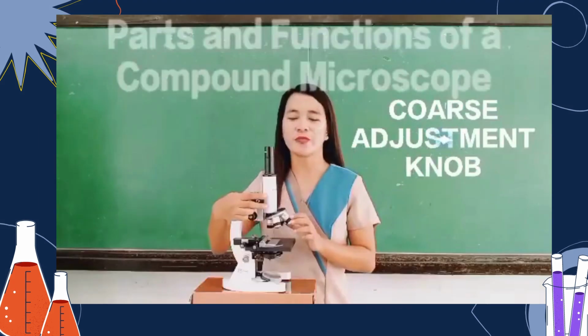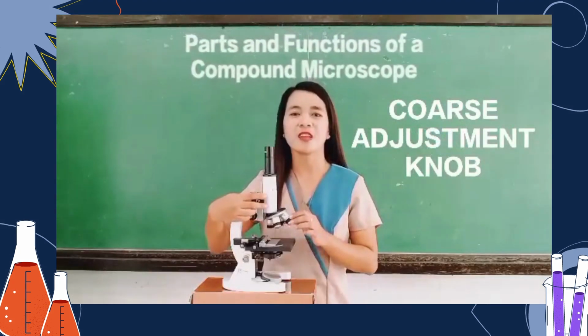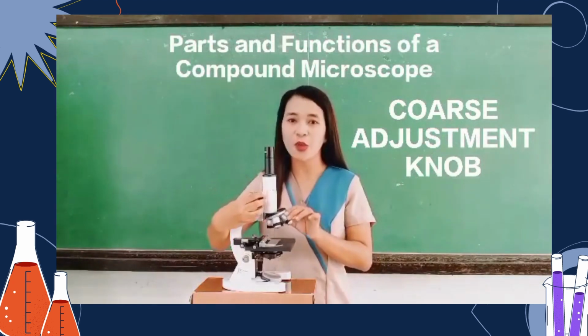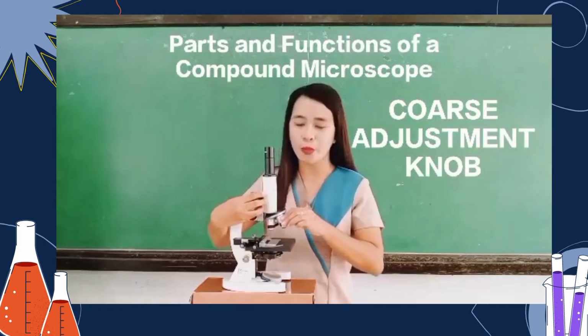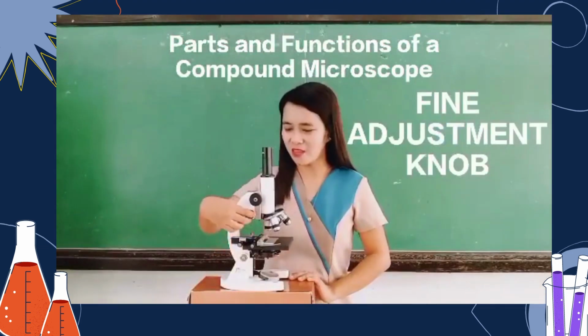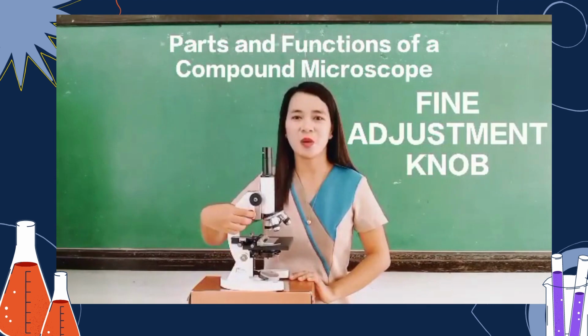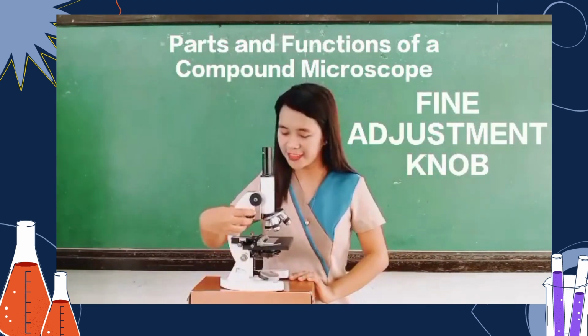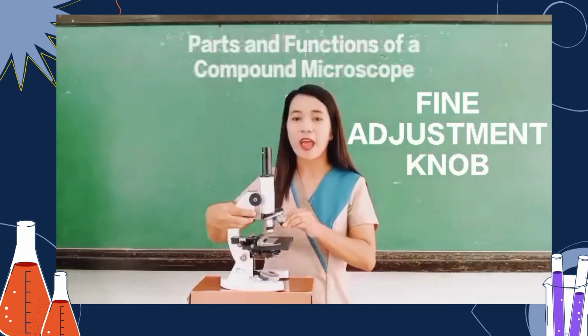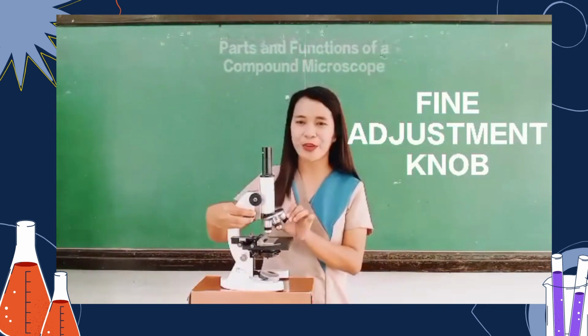The coarse adjustment knob. It raises and lowers the stage or objective lenses and is used only when focusing the low power objective lens. The fine adjustment knob. It raises and lowers the stage or objective lenses and is used when focusing the medium power and the high power.